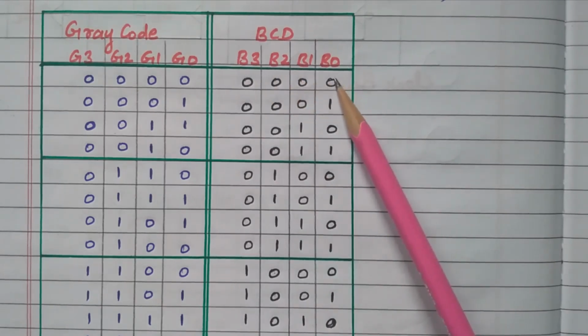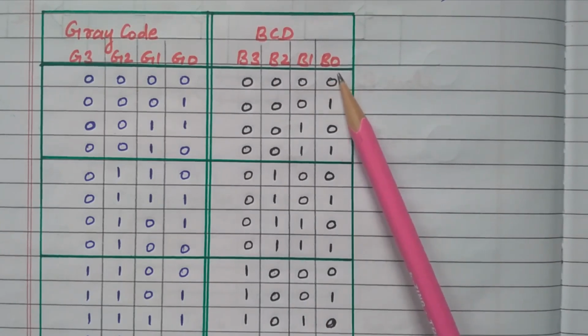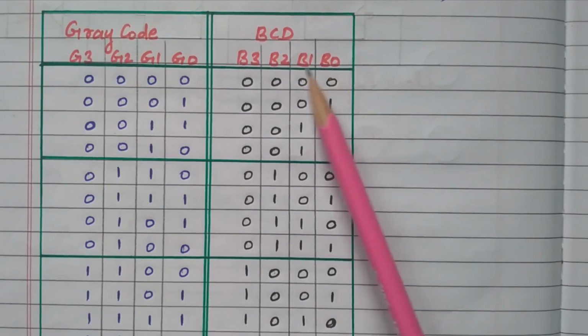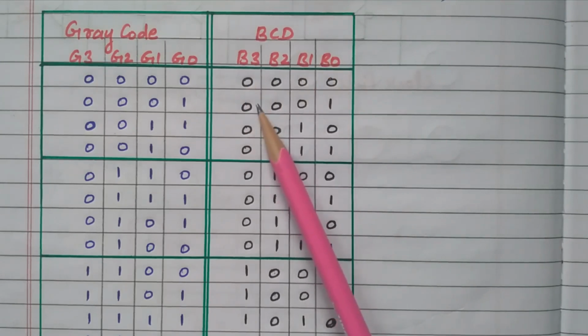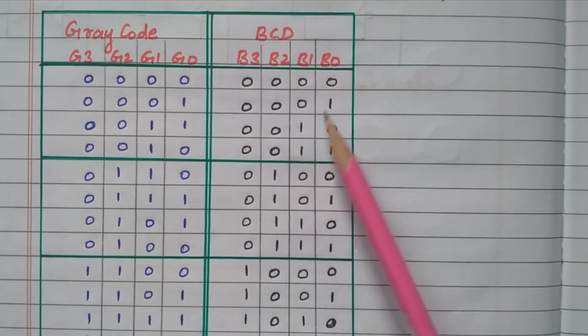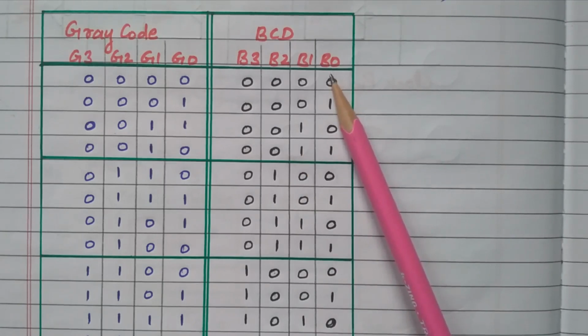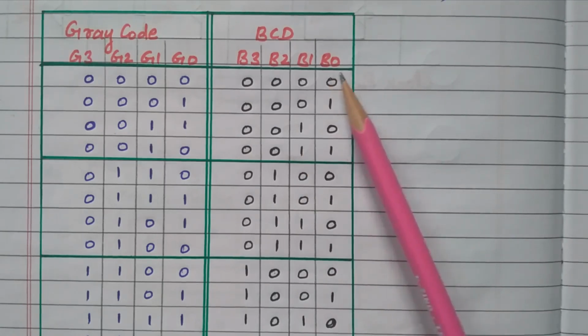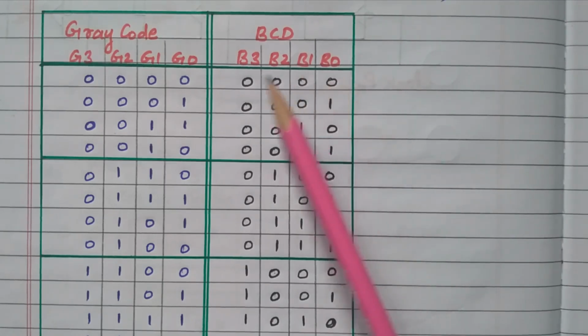Now we need to find the minimized Boolean expression for B0, B1, B2 and B3 by using the Karnaugh map, so that the minimized expression can be implemented with Boolean logic, with the logic gates. Right? So we will go to the Karnaugh map to simplify this B0, B1, B2 and B3.